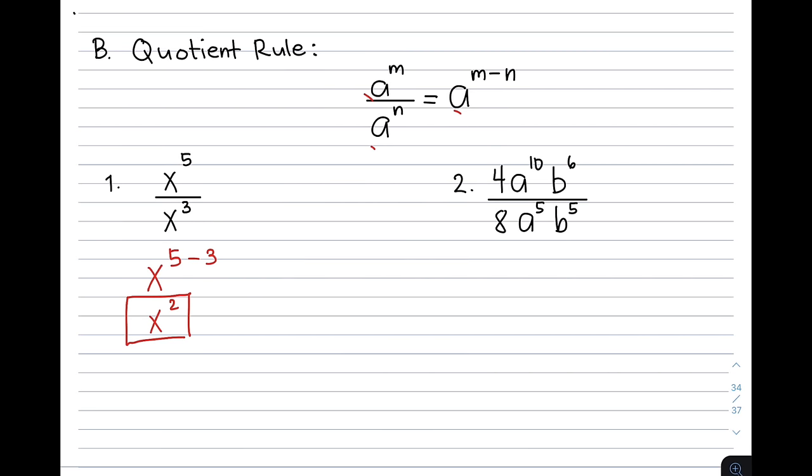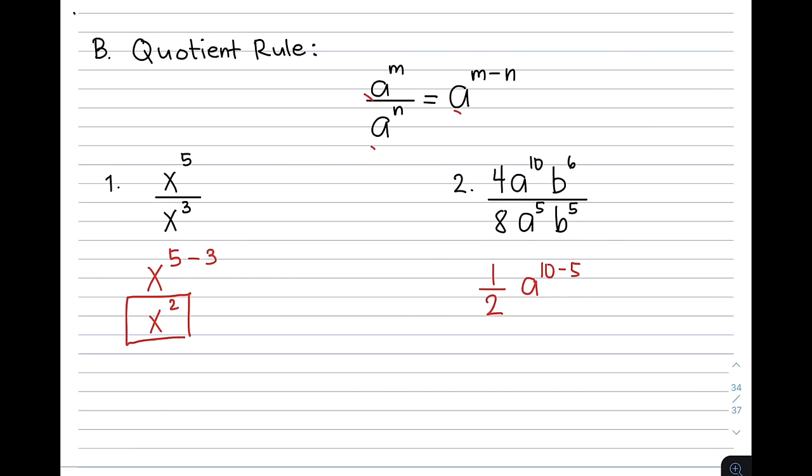We have the given expression 4 a raised to 10 b raised to 6 over 8 a raised to 5 b raised to 5. Unahin muna natin yung mga numbers o yung coefficients. So, simplifying 4 over 8, that is simply 1 half. Tama? And then, for the variables, as you can see, parehas yung a natin. Meaning, you need to copy the variable a and then subtract the exponents of it, which is 10 minus 5.